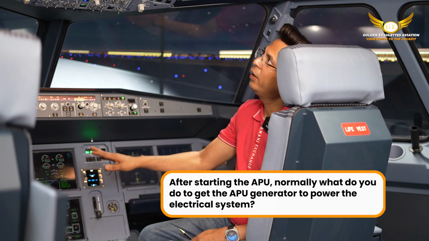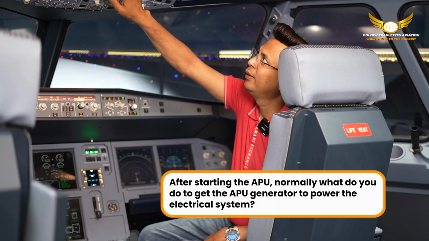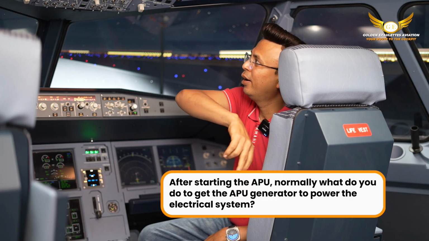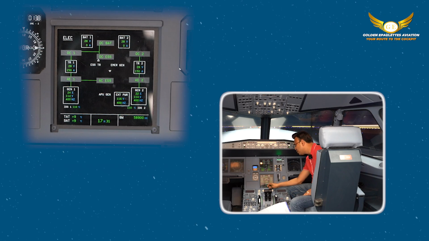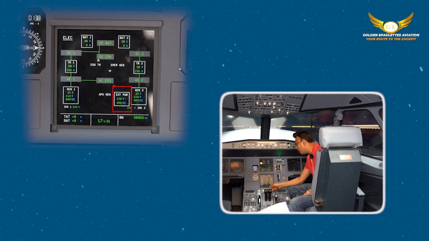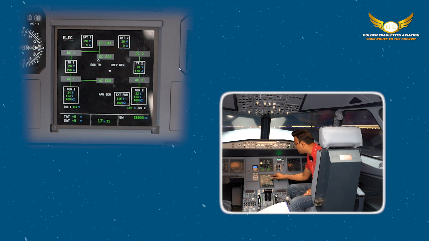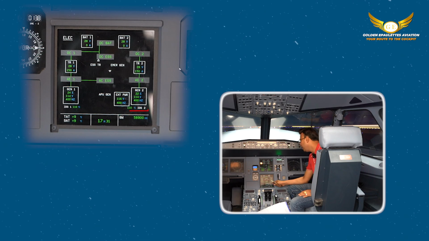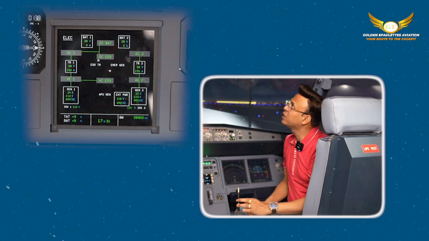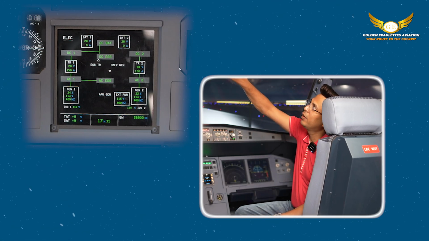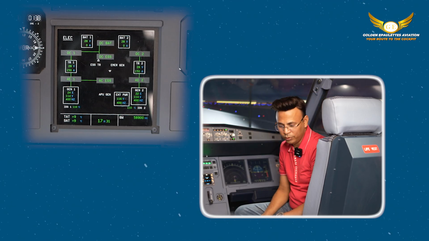Simply, from external power on your overhead panel, I'll just put it at off position. Now look here. Automatic transfer of the power from external power to the APU generator has been done. Now your entire electrical network is powered by the APU generator. So the answer to this question is, you just have to push your external power pushbutton and transfer your power from external to the APU generator.